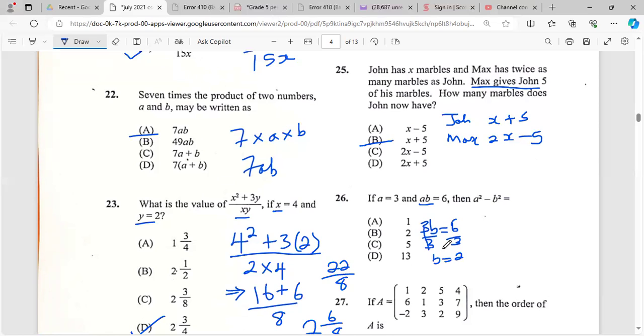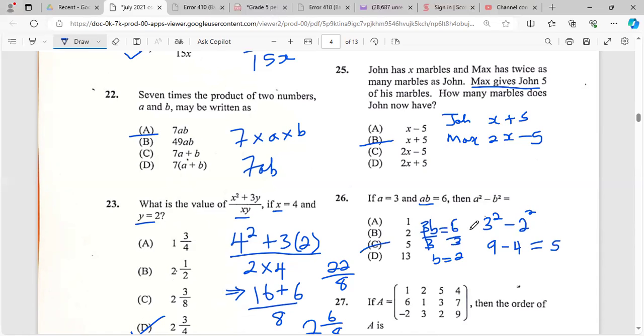So now that we know the value of B, we can substitute, right? A is 3, so it's going to be 3 squared minus B squared, which is 2 squared. 3 squared is 9, 2 squared is 4, which gives us 5. Students might be tempted to say this is negative 2 squared, but remember, it's just minus B squared. So this one is 5.